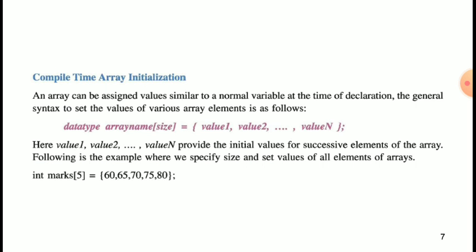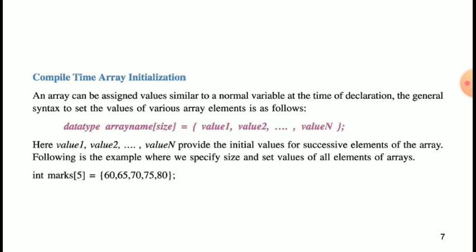An array can be assigned values similar to a normal variable at the time of declaration. The general syntax to set the values of various array elements is as follows. First, data type, second, array name, and third, [size] equals to curly brackets value 1, value 2, ..., and value n, curly brackets over and then semicolon. Here value 1, value 2 and value n provide the initial values for successive elements of the array.